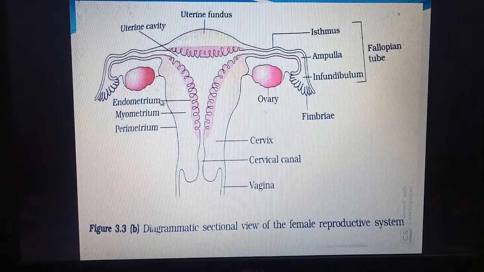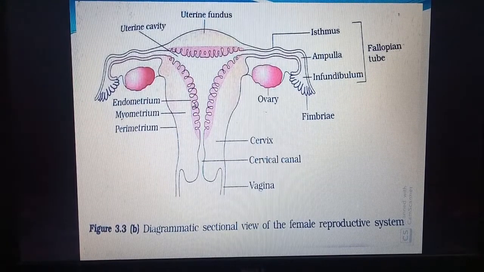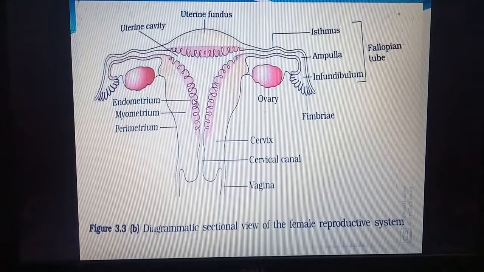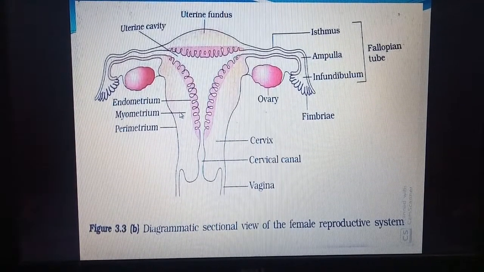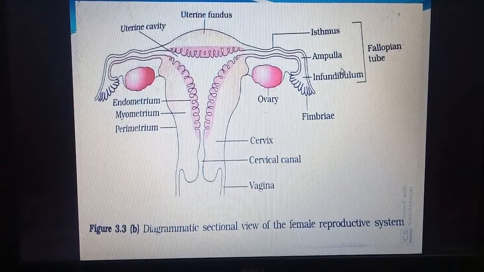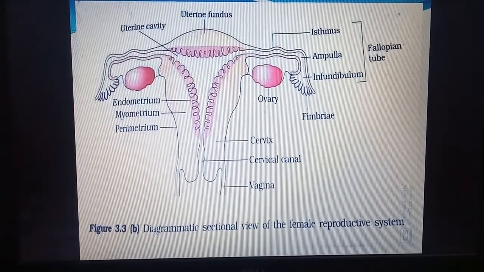Now the wall of the uterus has three layers. The outer layer is perimetrium, the middle is myometrium and the inner is endometrium. The zygote will attach to the endometrium, while the myometrium is muscular and it will contract and relax and help in delivery of the child. The fallopian tube, as we can see, has three parts: infundibulum, ampulla and isthmus. So this diagram is very important from the point of view of examination.